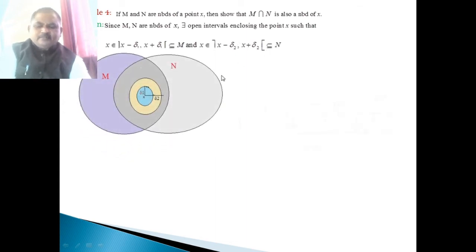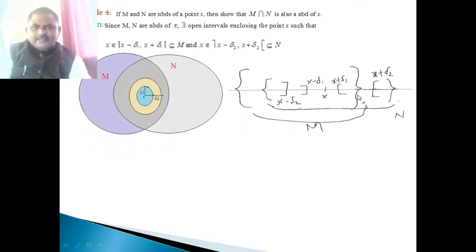This is in diagram form on the real line. This is the M set, and this is the N set, and these two sets are shown in the diagram. So that is M, and suppose this is the N set. Okay, and this is the x point. There exists an open interval contained in the M set. Another open interval, to which x belongs, is contained in the set N.